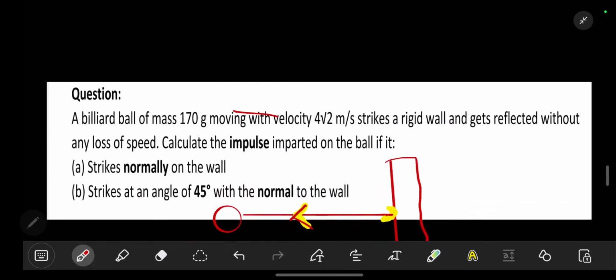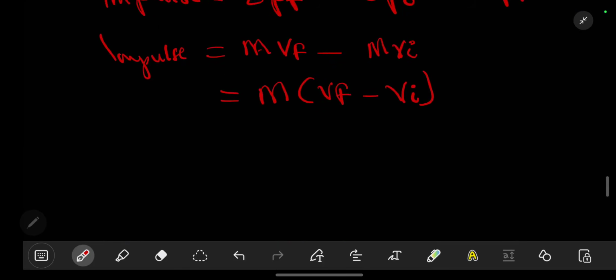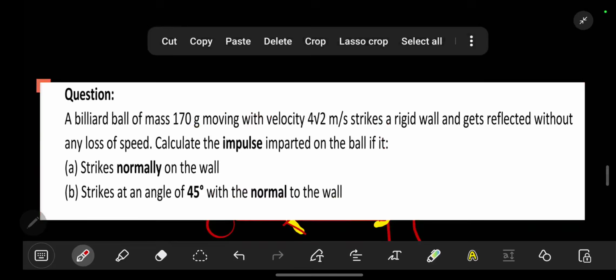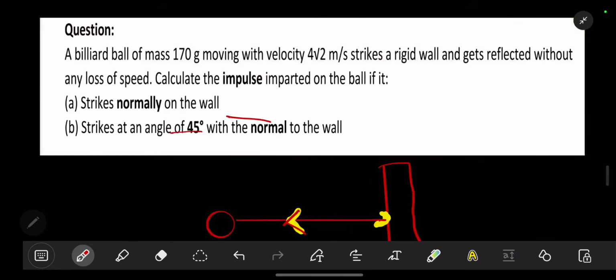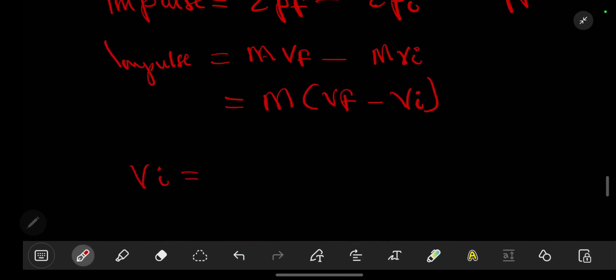Now let's have the mass is 170 grams. So let's identify the initial velocity. As it is moving, taking this direction to be positive, the initial velocity will be this value, 4 roots of 2 meters per second.